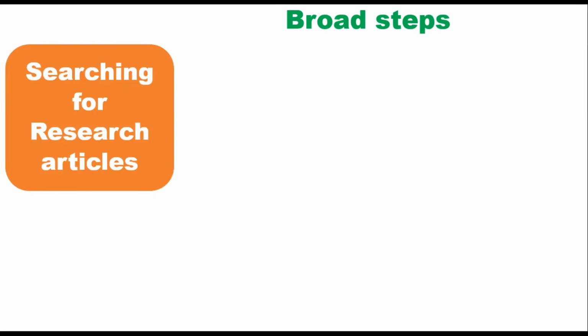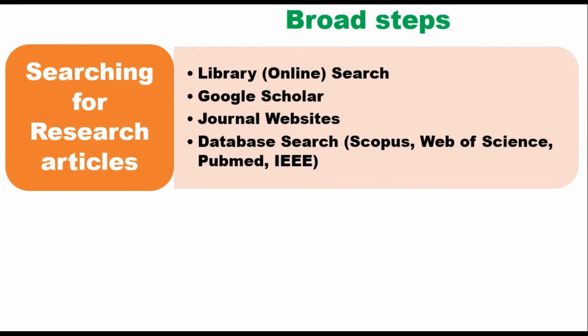Broadly, there are 3 steps involved. The first step is searching for research articles. This can be done in a number of ways: through online search by typing the keywords in the search bar, or through Google Scholar, journal websites, or database search, databases maintained by Scopus, Web of Science, PubMed, IEEE, depending upon your area of research. There can be several databases.